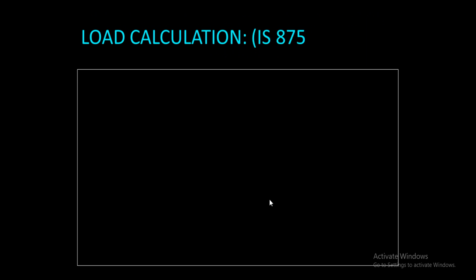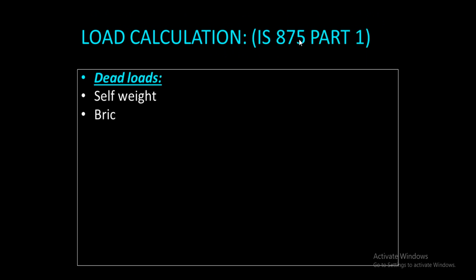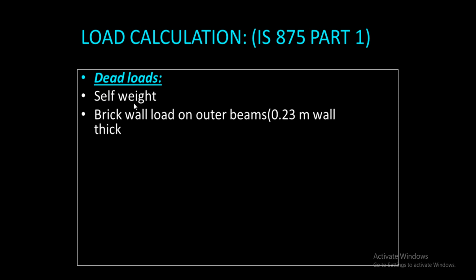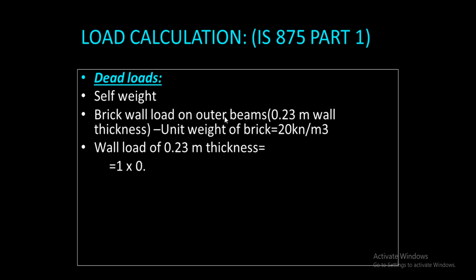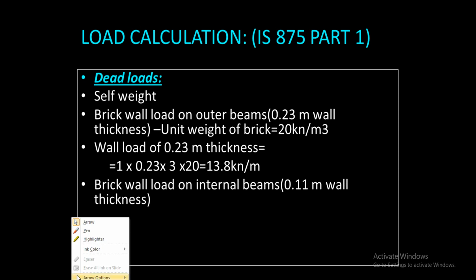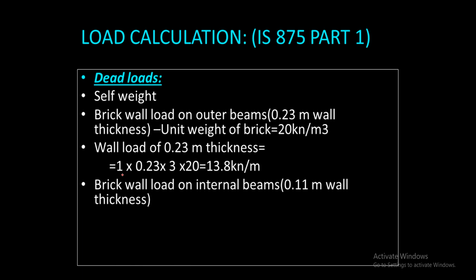And similarly our next parameters are load calculations. As per IS 875 part 1, I have taken the dead loads as self weight and the brick wall on the outer beams, which is of 0.23 meters. If you are calculating the wall loads of 0.23 meters, we can take the length here as 1 meter. We have calculated the load for 1 meter length, 0.23 is the thickness of the brick, the height of the total brick wall is 3 meters and the unit weight is 20. If you multiply all these values, we are going to get 13.8 kilonewton per meter. We are going to give this in UDL format.